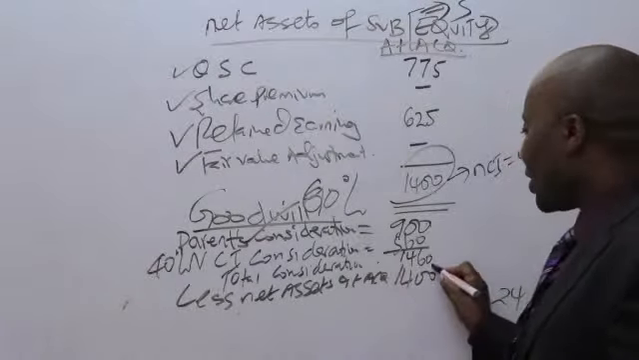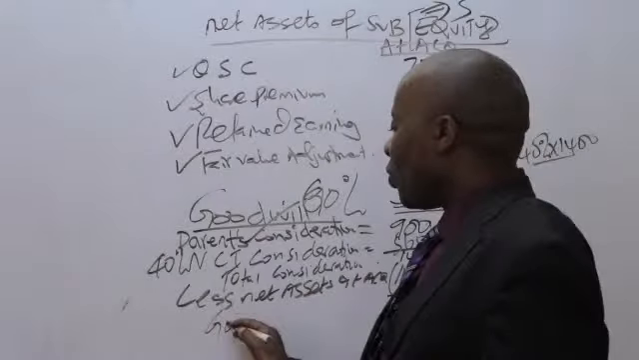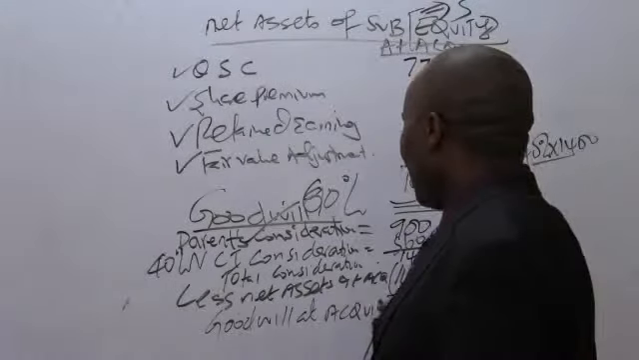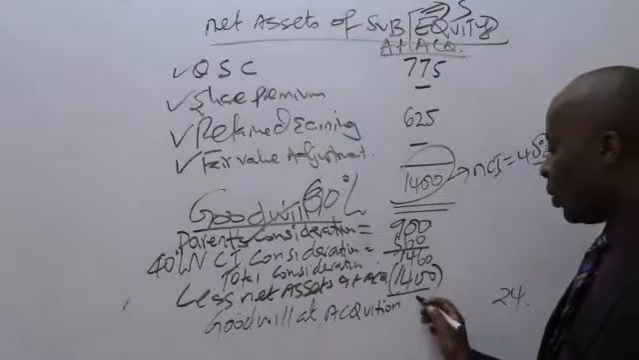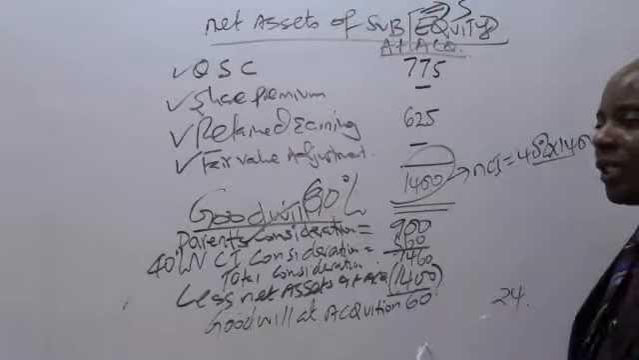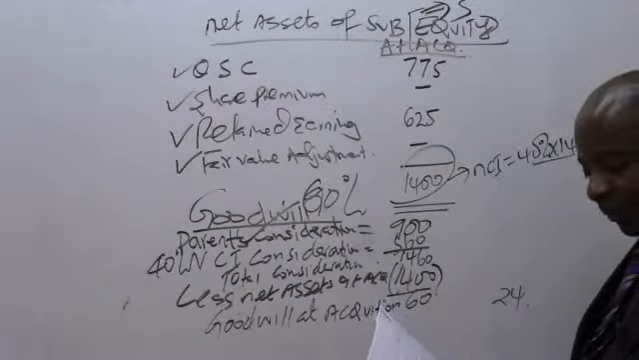So then come and subtract the net assets like that for you to be able to give us goodwill at acquisition. So goodwill at acquisition, which will be what here, somebody? Goodwill at acquisition will be 60.